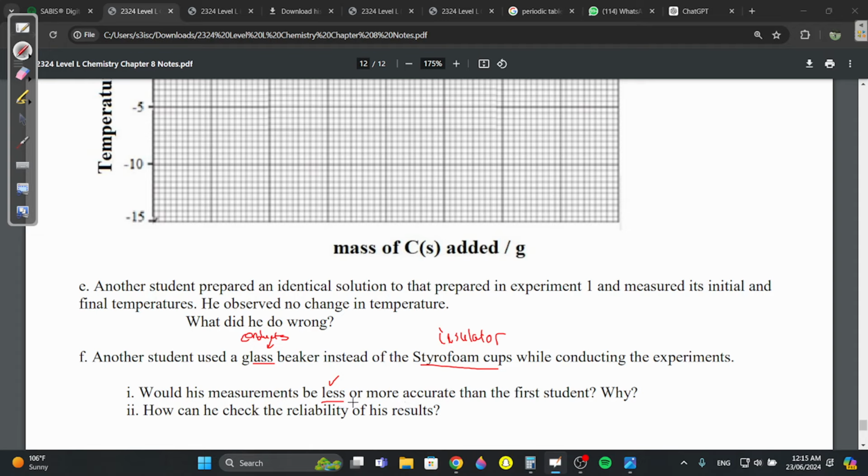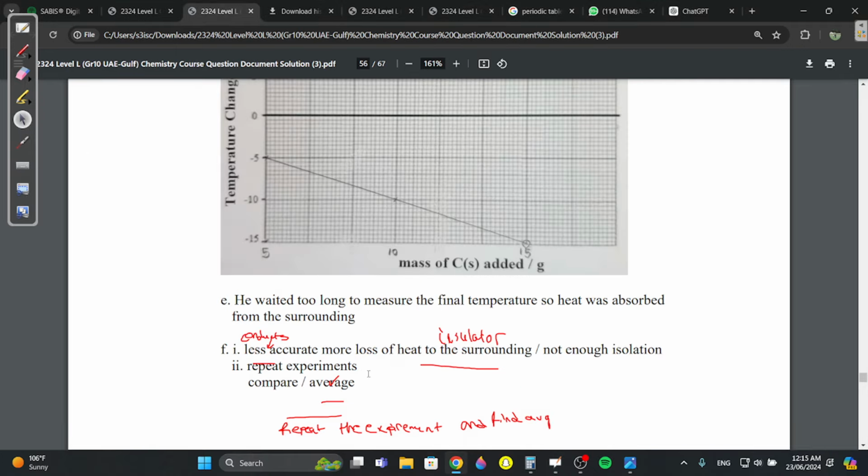How can he check the reliability of his results? Always, when you get any question like reliability and accuracy, you always say repeat the experiment more than once. Never ever when doing experiments do we do it once. We always repeat the experiment and find the average. Always find the average. Also that's what they put here. Repeat the experiment, find the average.